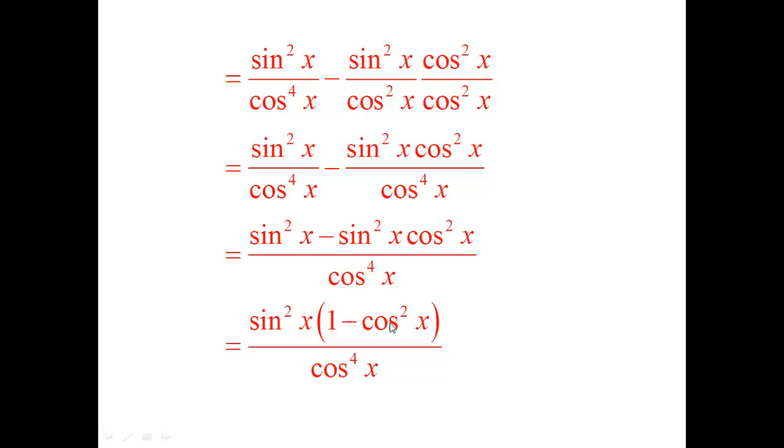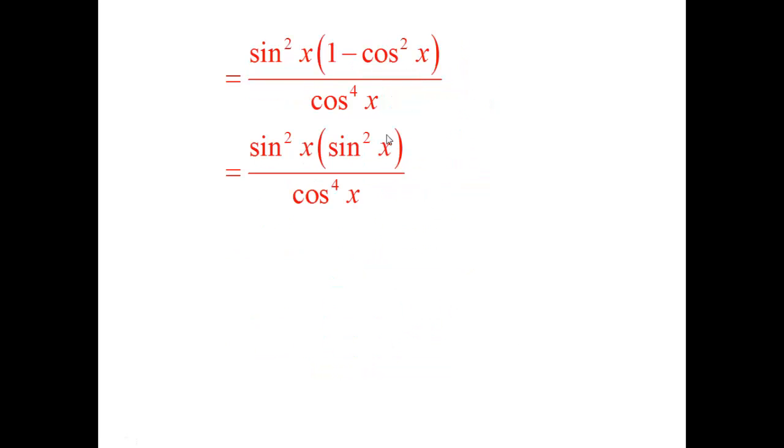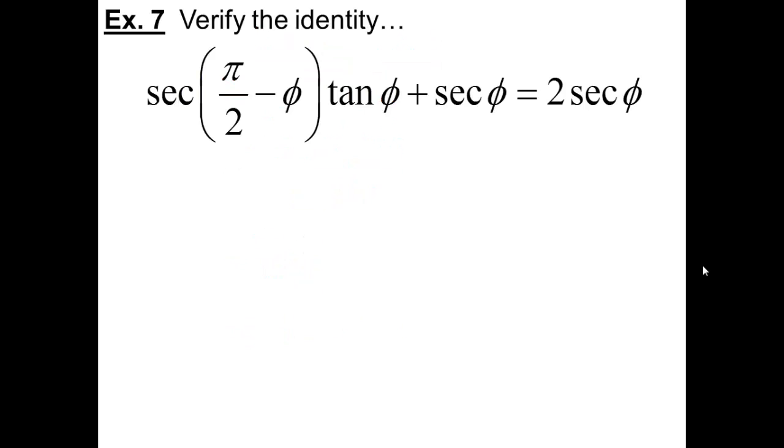1 minus cosine squared is sine squared. Sine squared and sine squared is cosine to the 4th. Sine to the 4th over cosine to the 4th equals tangent to the 4th, right-hand side. You see how long that took converting to sines and cosines? Look for a better opportunity. All right, here's another one that you can go ahead and try.